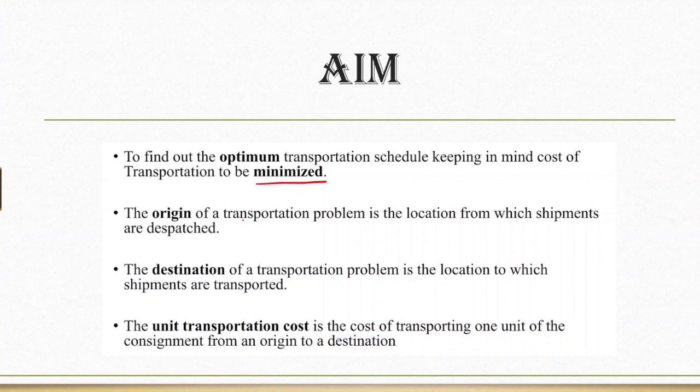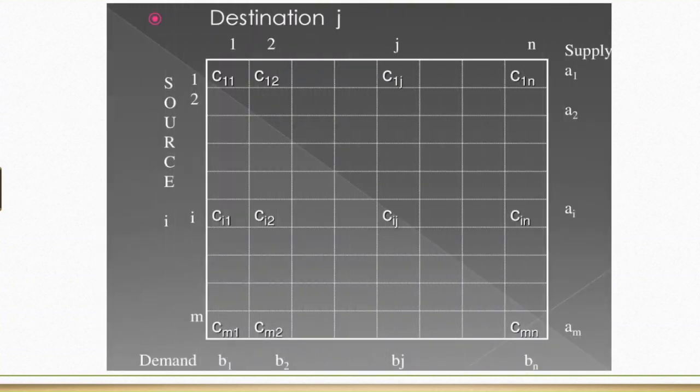Second, the origin of the transportation problem is the location from which the shipments are dispatched, and the destination is the location to which they have to be transported. The unit transportation cost is the cost, C11, C12, that you have just seen. It is the cost of transporting one unit of the consignment from the origin to a destination. So that's related to one unit.